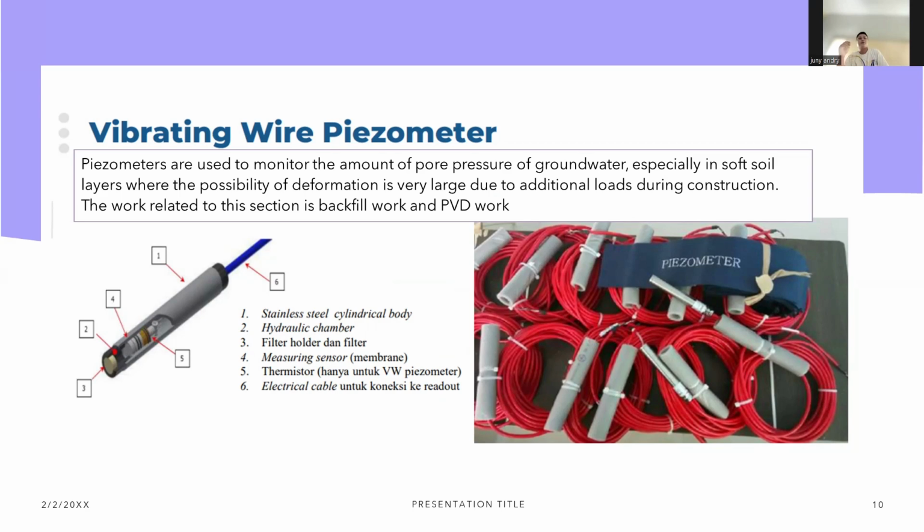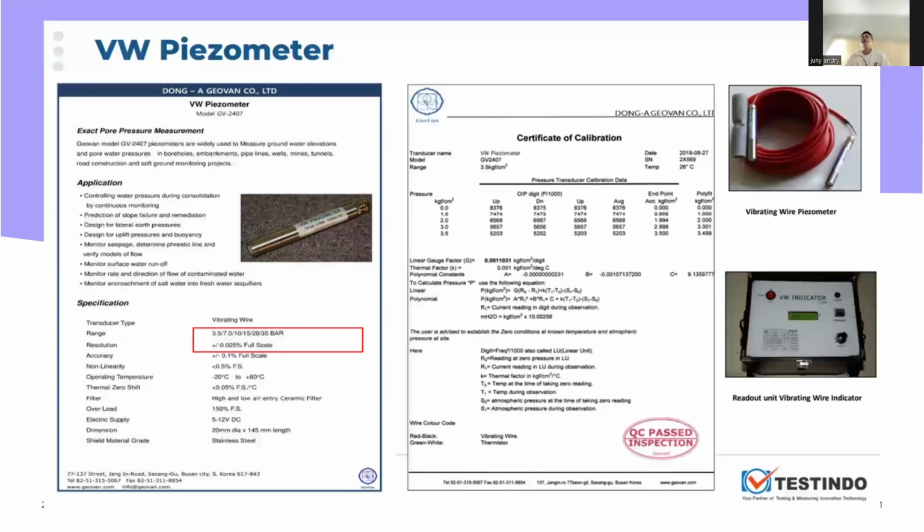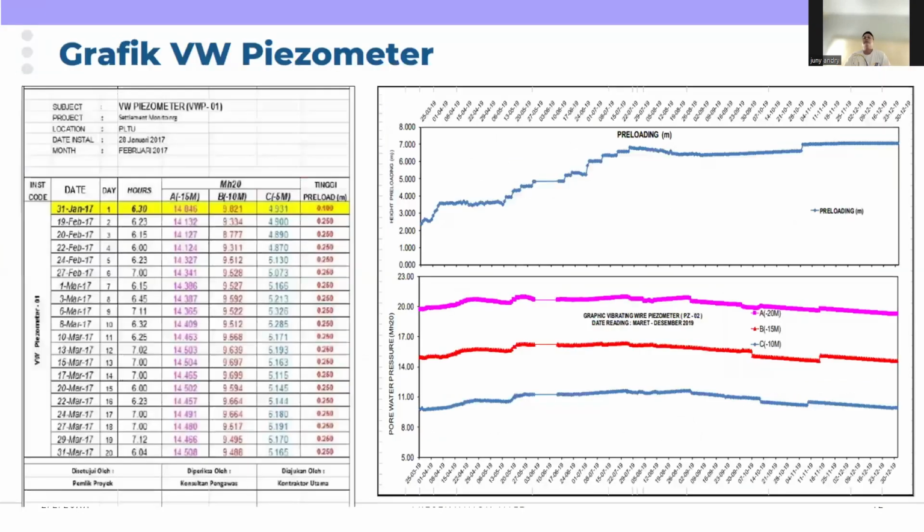The parts of the vibrating wire piezometer are the stainless steel hydraulic chamber, filter holder and filter, measuring sensor, thermistor and electrical cable. This is the picture of the piezometer specification. This is a graphic of the piezometer.